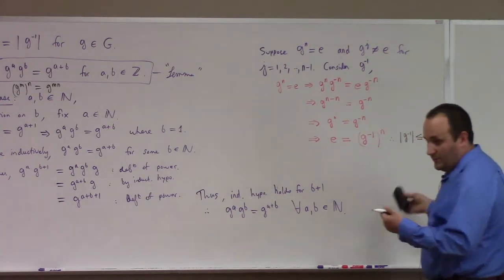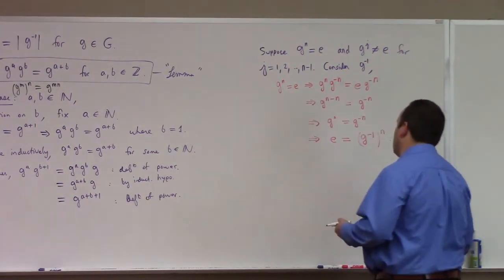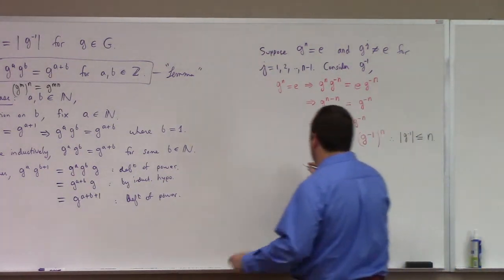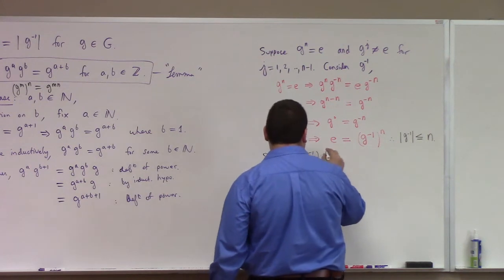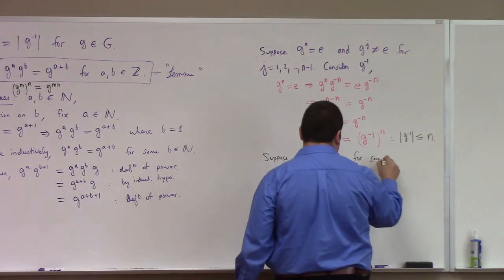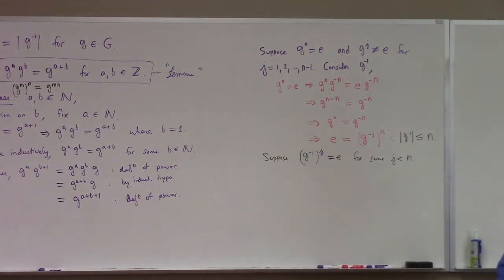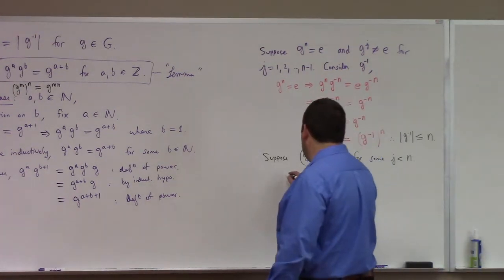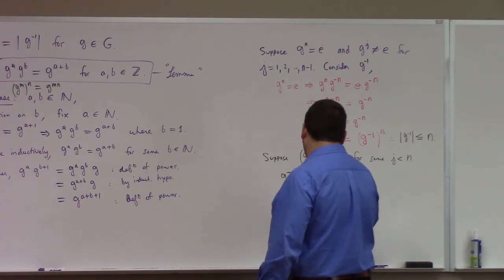Okay, so anyway, we're not done. Then what? We suppose towards a contradiction. Suppose that g inverse to the j is equal to e for some j less than n. We wish to show that that forces a contradiction, right? So what's that mean? In other words, g to the minus j is equal to e, right? What's that imply?